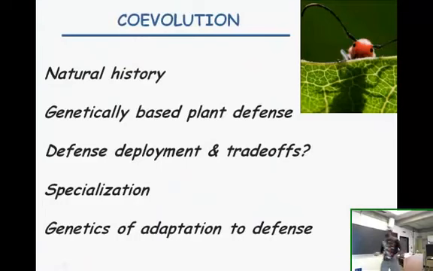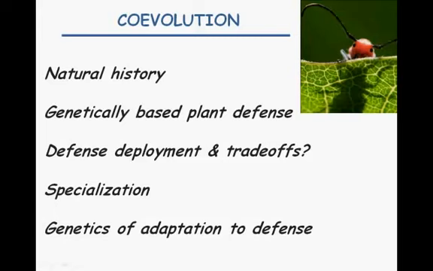So here's the outline of the talk. More natural history to come. Genetically based plant defenses: how are plants defending themselves? Do these have a heritable basis? Are there trade-offs in the defenses that the plants produce and how they're deployed? I'll talk about the evolution of specialization in one particular herbivore, this one, and the genetics of adaptation in this herbivore to feeding on the plants.